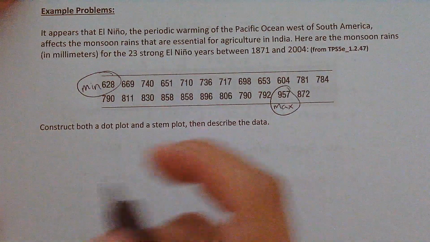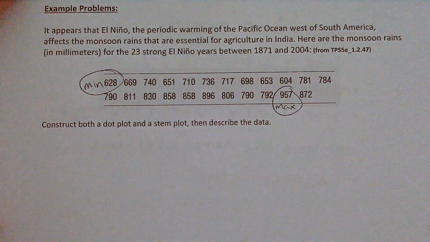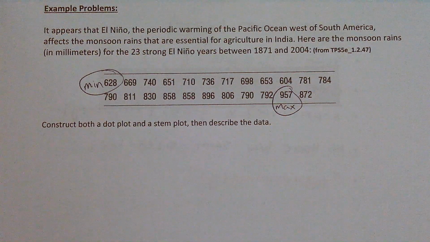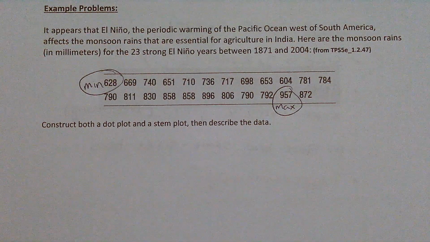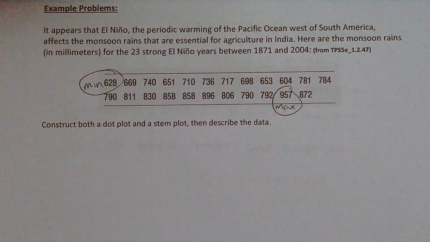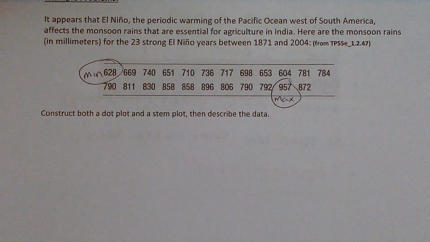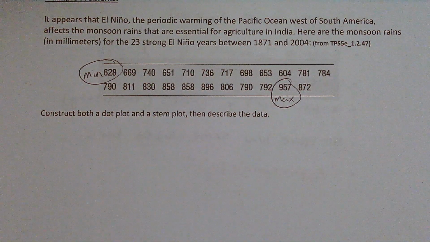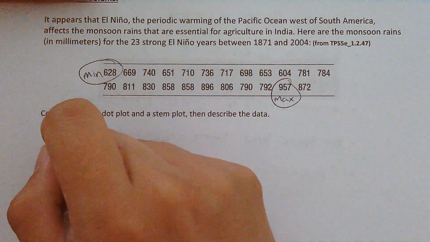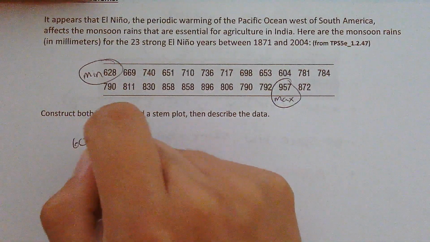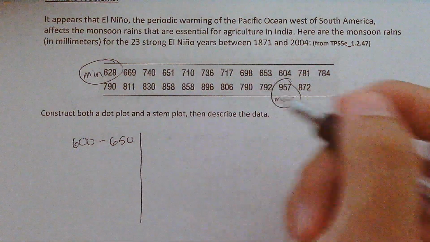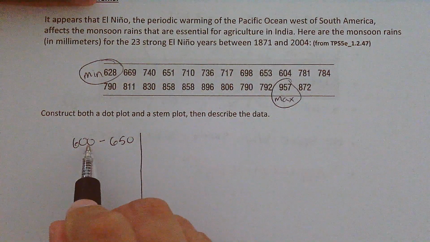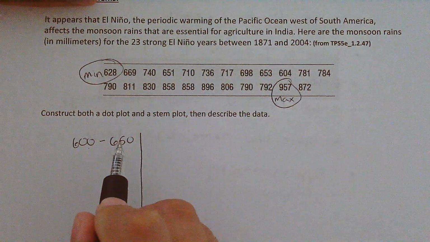So my first interval, looking at 628 here, I can start at 625 and then go up by increments of 25. That to me seems really tedious, so I'm just going to give myself a little bit of grace here. I'm going to do the first interval, which would be 600 to 650. So that's going to be my first one. And remember, like I said, this would include 600s up to 650.